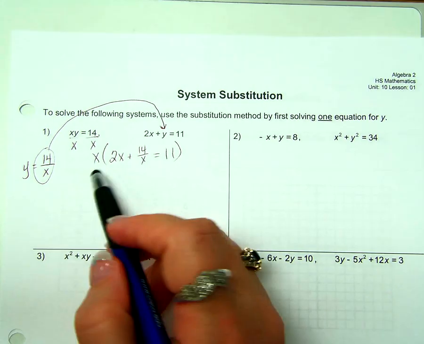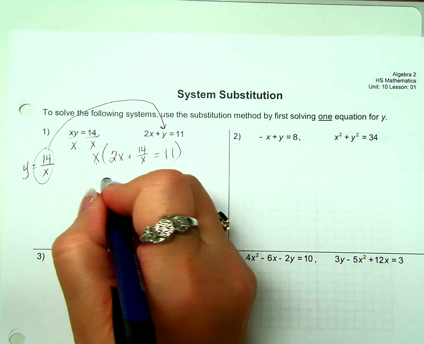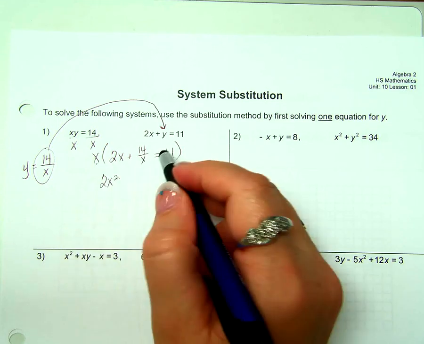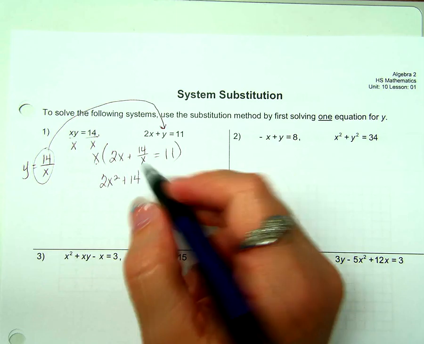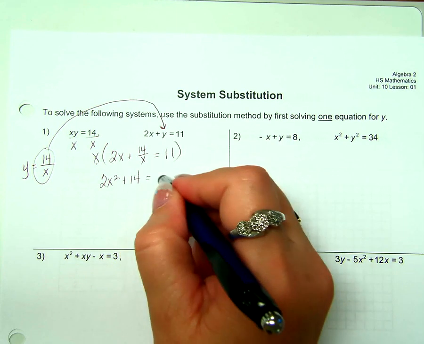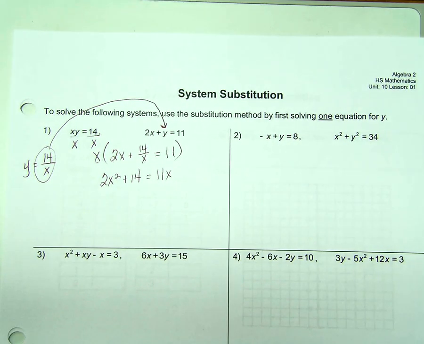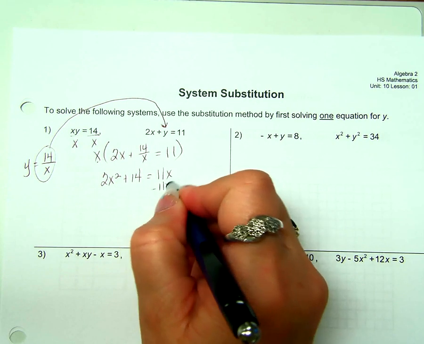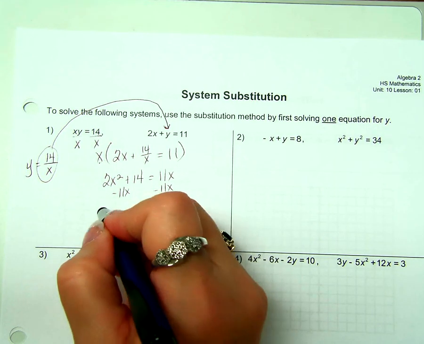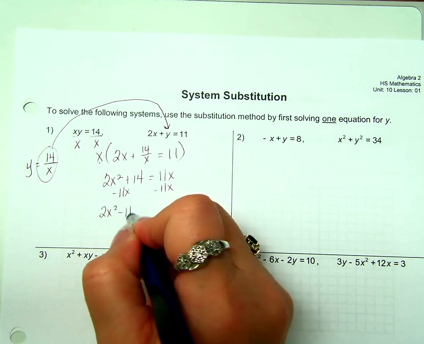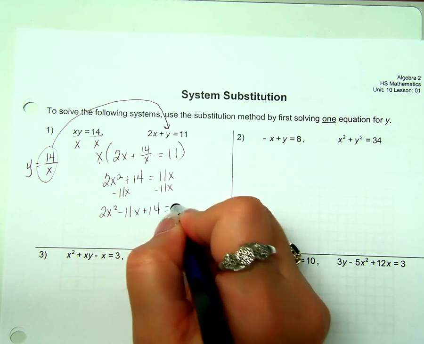Okay? So what is x times 2x? 2x squared. What is x times 14 over x? 14. And what is x times 11? 11x. Now, I can tell on Tara's face that she just realized this is a quadratic and she knows exactly what to do. Okay? And she's exactly right. We got to get it equal to 0. 2x squared minus 11x plus 14 equals 0.